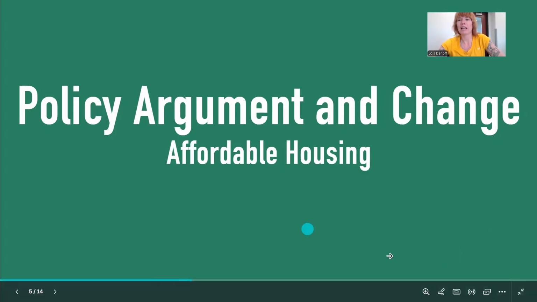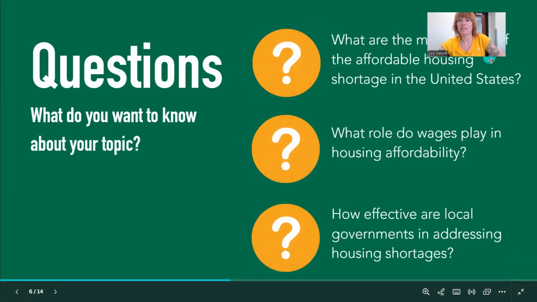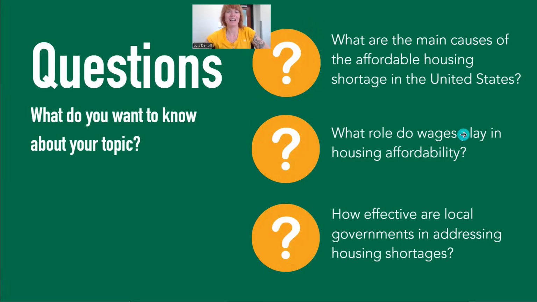So as I mentioned, I'm going to be looking at affordable housing. And once I have determined that I'm going to do this topic, the next thing that I need to do is look at my topic and start peppering it with questions. Now, the reason why I'm doing this is because I need to really think about what I want to know about my subject. Because even the topic of affordable housing is pretty broad, and by itself, it's pretty vague.